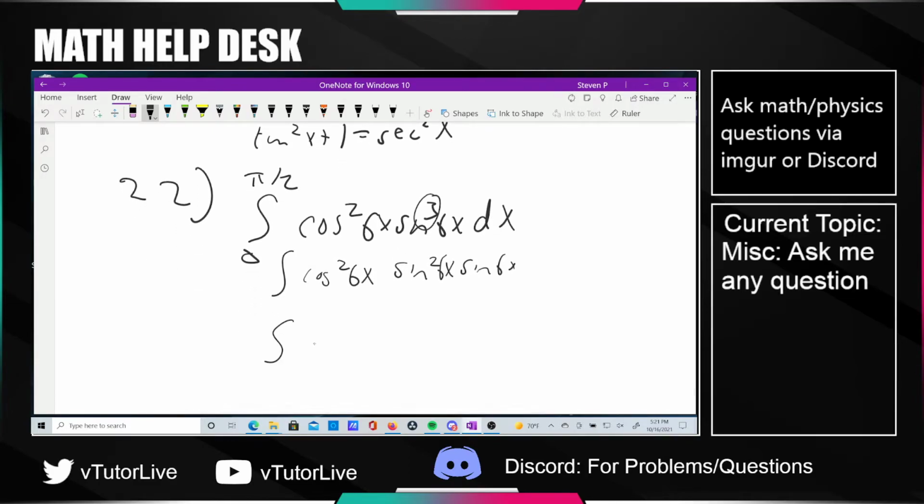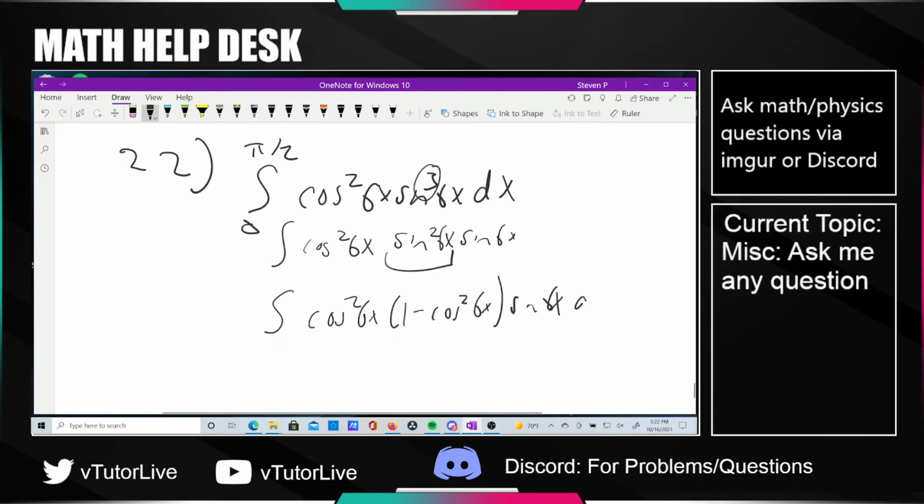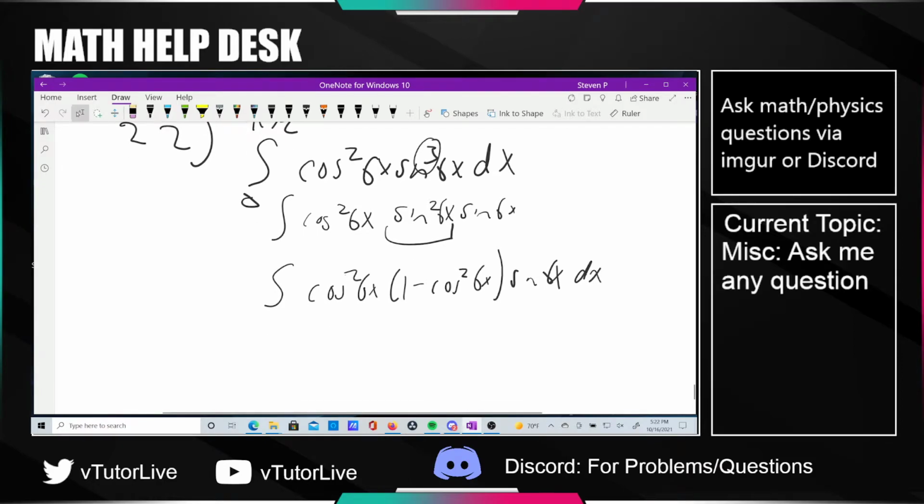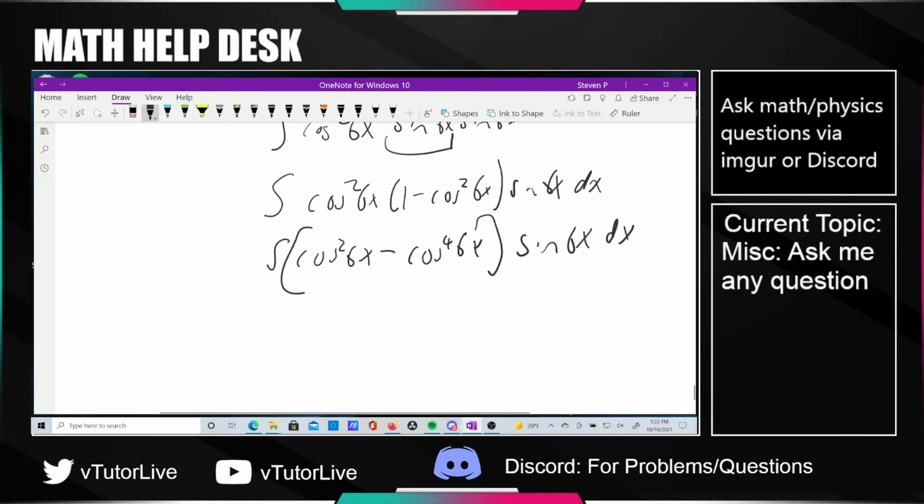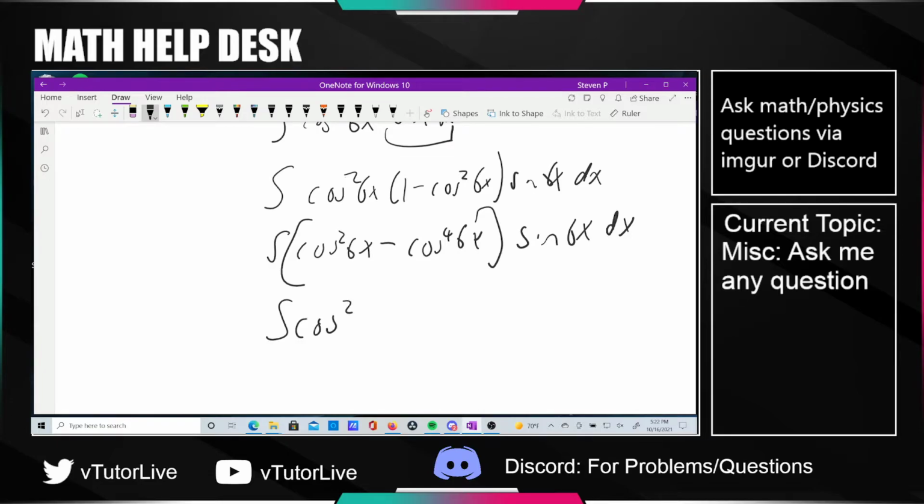Then this is equal to, I'm going to use the 1 minus cosine squared formula here. So this is 1 minus cosine squared of 6x, times sine of 6x dx, right? If we multiply this through, this turns into cosine squared of 6x minus cosine to the 4th of 6x, times sine of 6x. And this isn't so bad at all, because one of the integrals turns into cosine squared of 6x times sine 6x, and the other one turns into cosine to the 4th with sine. In either case, just let u be equal to cosine of 6x.